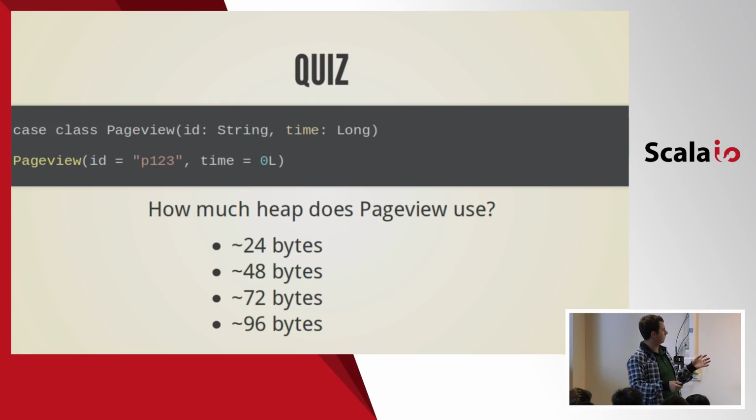We know that the case class is actually a Java object, and Java objects have an object header. Most probably the header will be 12 bytes. The string reference, on Java 9, will maybe be 4 bytes. On Java 8, it will be 8 bytes. The long is also 8 bytes. So if we sum it, we'll get 24 bytes. So who thinks it can be 24 bytes? You can just raise your hand. So everyone feels that there is a trick.